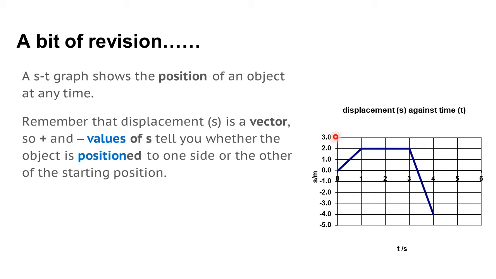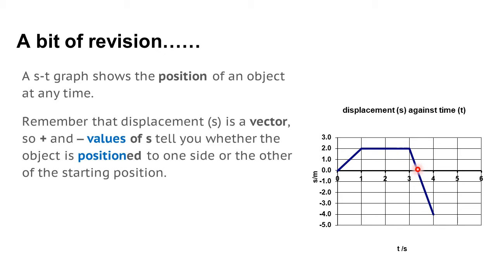So to explain this maybe a wee bit more clearly, imagine that we have our positive values here on the graph, meaning to the right, and our negative values here, meaning to the left. What that means is that for the first 3.3 seconds or so, because the values are all positive, all above the x-axis, the object is situated to the right of the starting position. From about 3.3 seconds to 4 seconds, the values of displacement are all negative. So that means it's situated to the left.